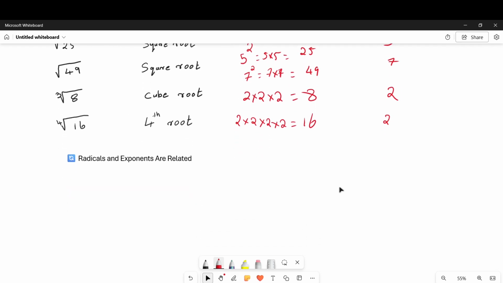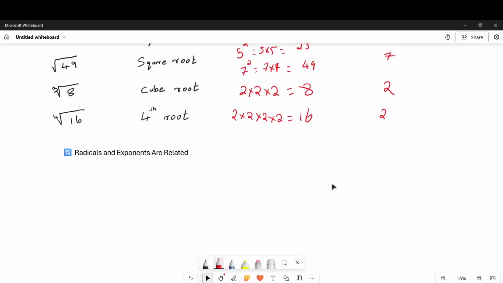So moving forward, we will see how radical expressions and exponents are related. How are they related? For example, take a to the root n. This is the basic form of a radical expression. We can write this in exponent form. How? We can directly put a to the power 1 by n. We have n as the index, and we just put the reciprocal of the index value here. This is how they relate.